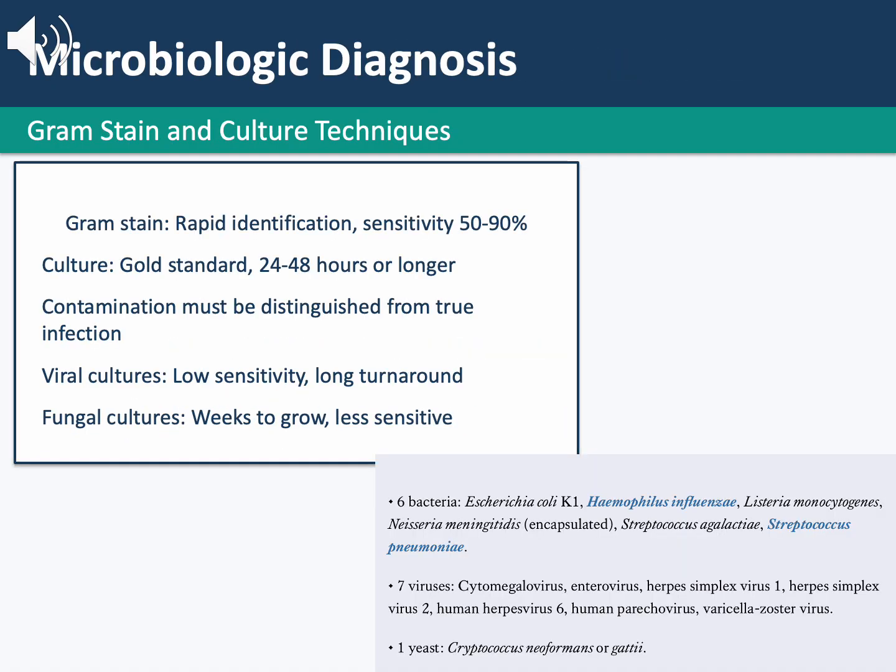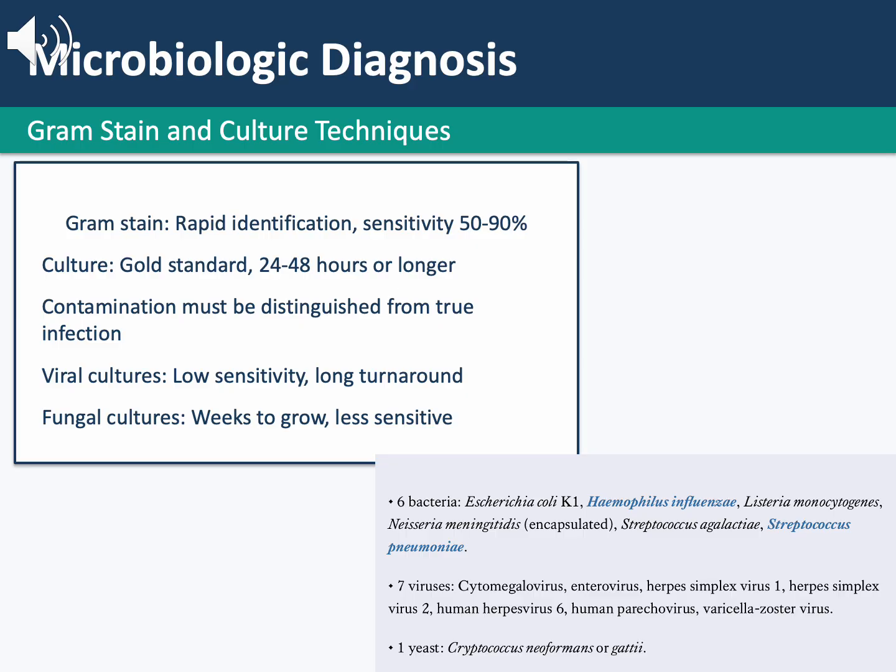Gram stain of CSF can rapidly identify bacteria and guide initial antibiotic therapy. However, sensitivity is limited, ranging from 50% to 90% depending on the organism and bacterial load. Culture remains the gold standard for bacterial identification and allows for antimicrobial susceptibility testing. However, culture results may take 24 to 48 hours or longer.